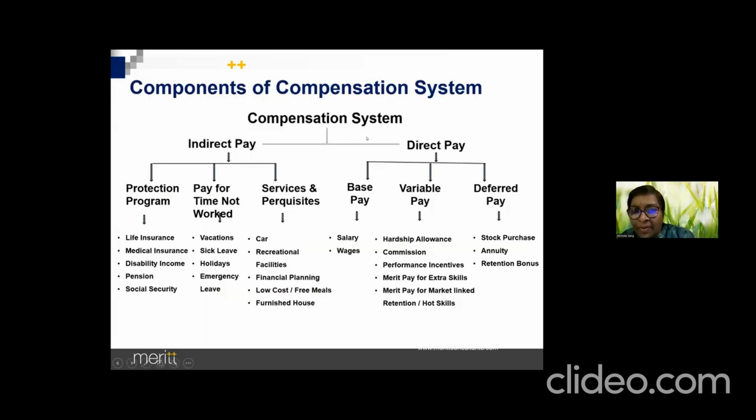Look at this table, components, indirect pay and direct pay. What I want you to do is, in these two groups, take any two organizations, okay? And in an Excel sheet, write what kind of base pay, nothing much. Normally, people will have just fixed pay. And then variable pay, what kind of variable pay you have and what kind of deferred pay, all right?